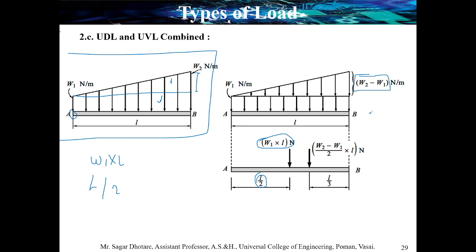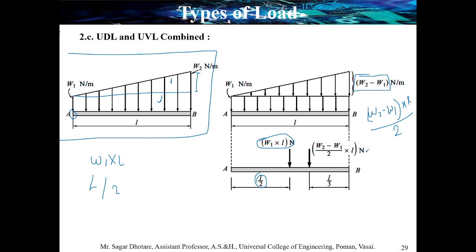So when we calculate the magnitude for the uniform variable load, it is W2 minus W1, which is the value of magnitude, then multiplied by L, the whole divided by 2. So we can easily get the magnitude of the single point load.